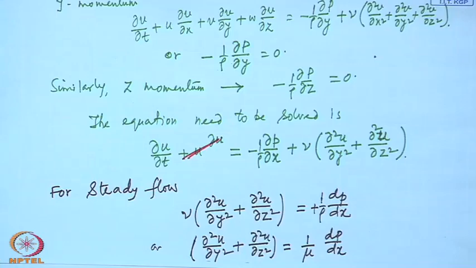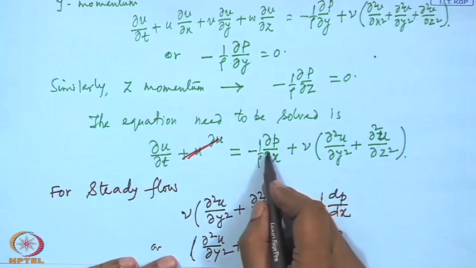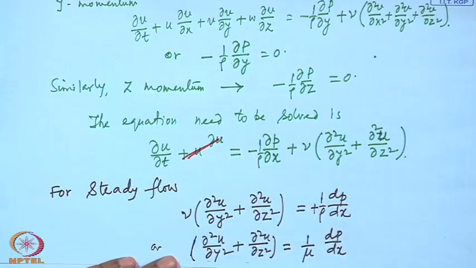Since the flow velocity u is independent of x, that implies that this pressure gradient dp dx will also be independent of x. P itself is not independent of x, but dp dx will be independent of x, because if dp dx is not independent of x, then u cannot remain independent of x. In general, this dp dx can be written as a function of time alone, and here it is just a constant.